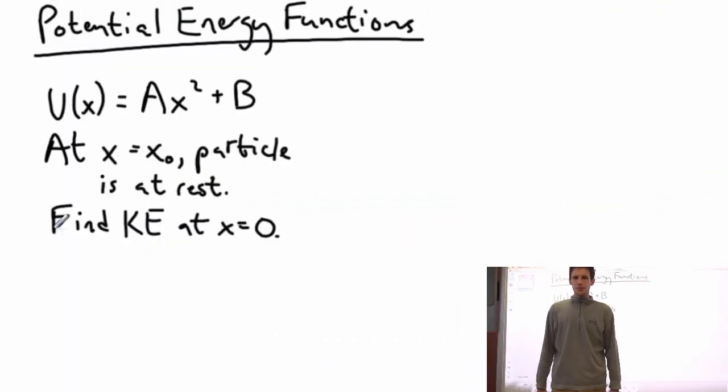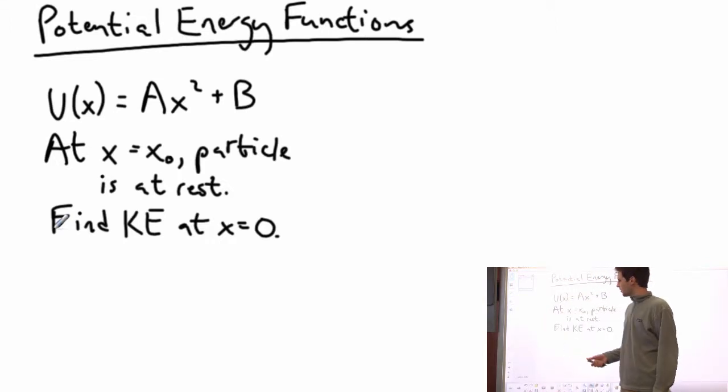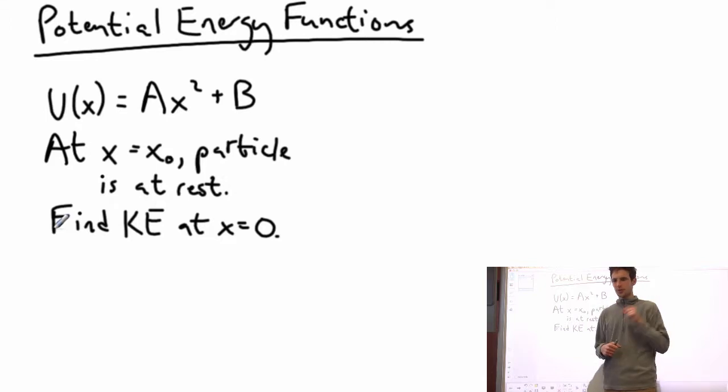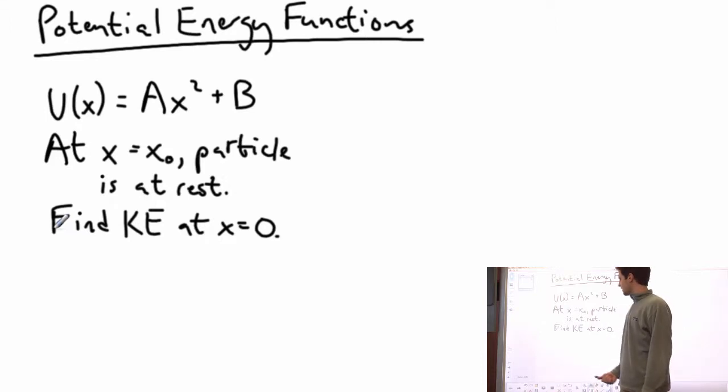Hi, I'm Ranger, and this week we're going to be doing a problem involving potential energy functions. In this problem, we're given a potential energy function U that depends on a position x, and this is for a particle just moving back and forth in the x direction. This U function looks like ax squared plus b. What they tell you is, at x equals some value x naught, the particle is at rest. Our job is to find the kinetic energy when x equals 0.